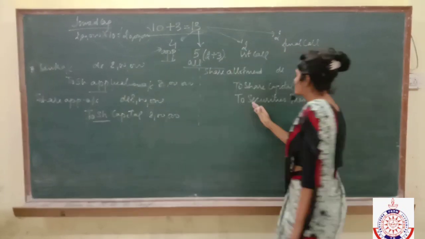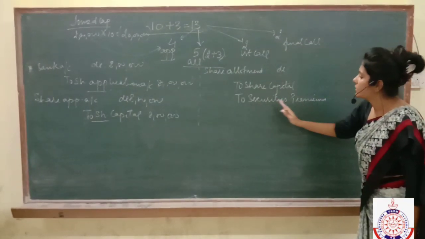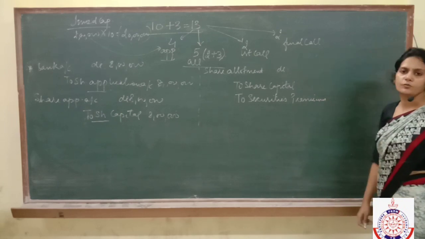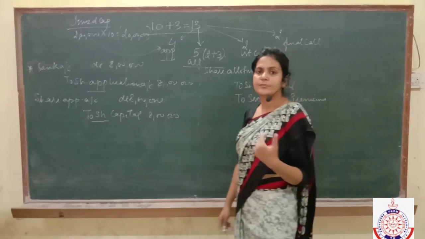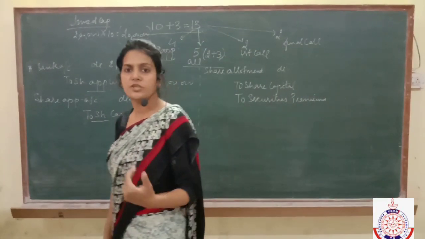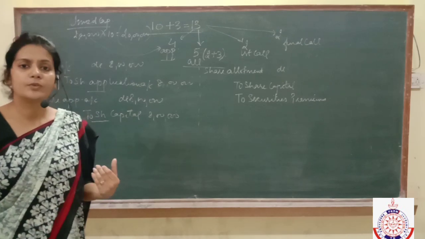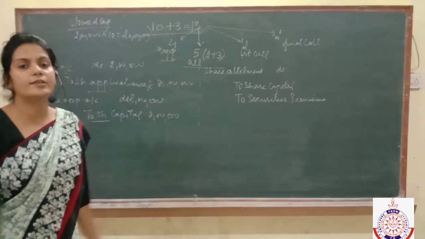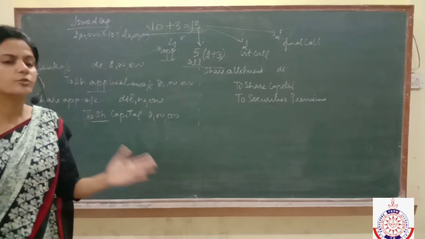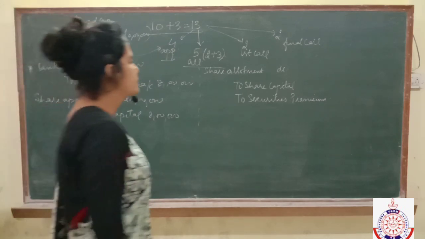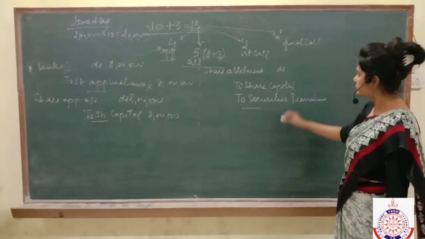Now you may write "to securities premium" also, or "to securities premium reserve" also. If you are using the words "to securities premium", it means you are following Section 52. But if you are writing "to securities premium reserve", it means that you are passing the entries as per Schedule 3 of Companies Act 2013. So both ways it is correct. So, to securities premium. Now how to write the amount?